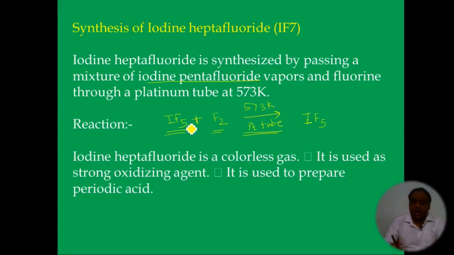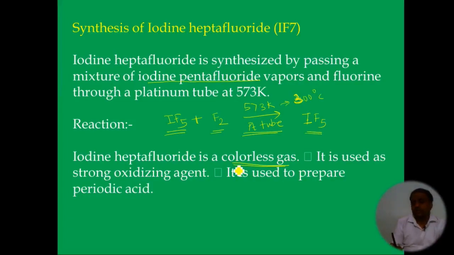Thus, iodine pentafluoride should be mixed with fluorine and passed through this platinum tube, and we will heat it at 573 Kelvin, which is around 300 degrees Celsius. Iodine heptafluoride is a colorless gas. What is the property? It is a colorless gas. Most of the interhalogen compounds are colorless gases.